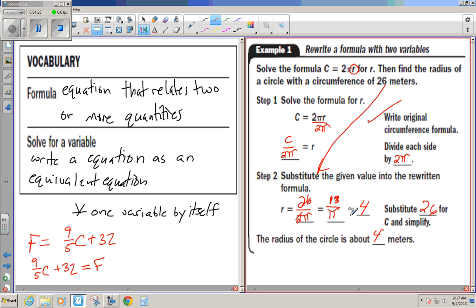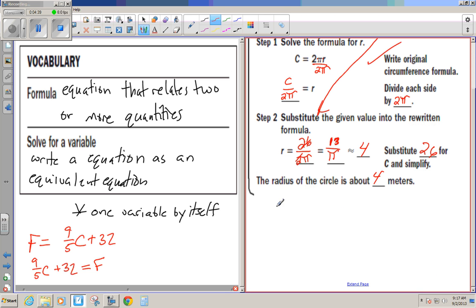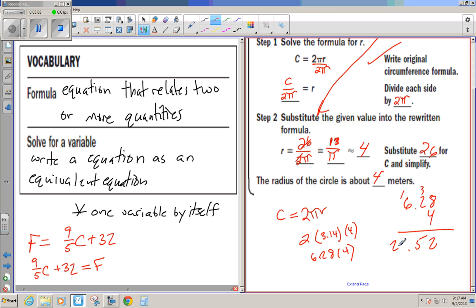Now you could check that it makes sense, and you should really check to see how that works. So let's actually plug that in. Let's plug in r. Okay, so circumference equals 2 pi r. We're going to do 2 times 3.14 times 4. That's 6.28 times 4. Let's see here. 6.28 times 4 is about 25. You can see even my rough estimate of what 13 over pi is got us very close to what we were looking for.